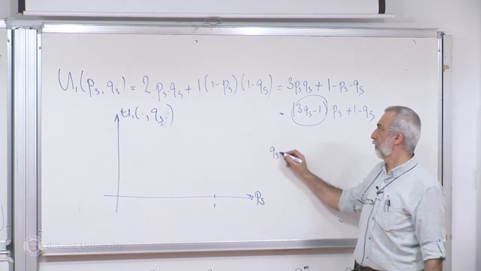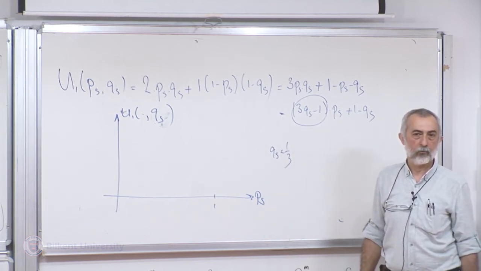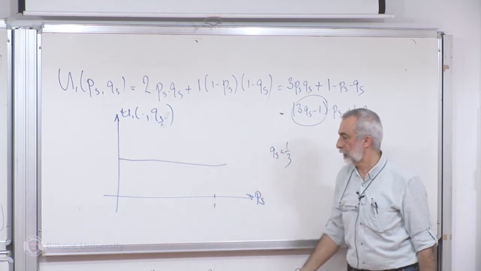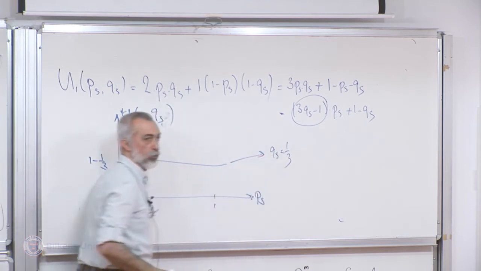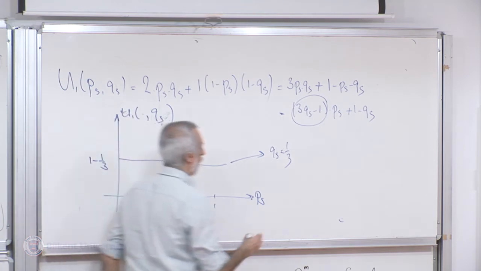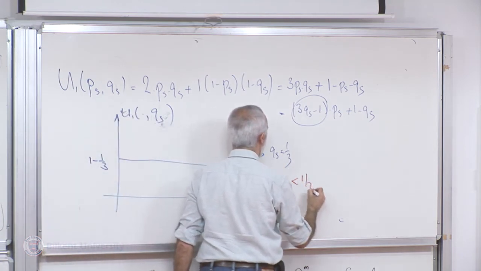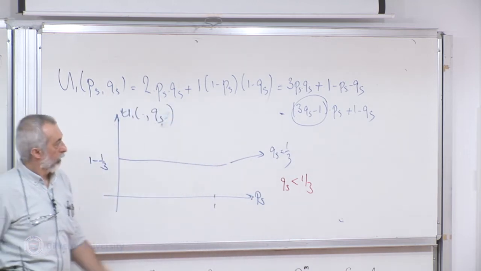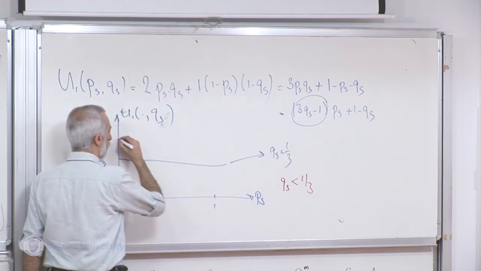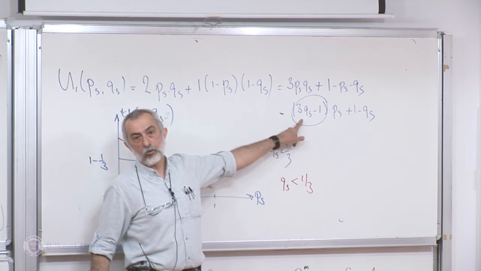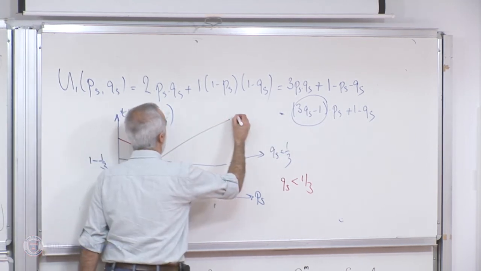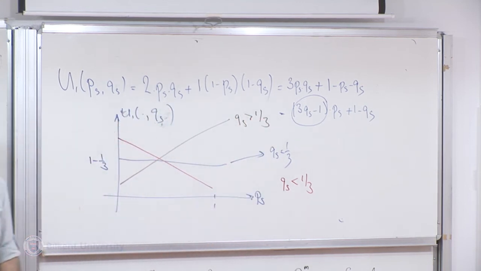So what do we see? If QS is equal to 1 over 3, what happens to the slope? It's 0. So if QS is equal to 1 over 3, that's the function. And actually, I can even tell what this point is. That's 1 minus 1 over 3. This corresponds to QS equals to 1 over 3. If QS is less than 1 over 3, then this number is going to be negative. So we'll have a function like this. And then if QS is bigger than 1 over 3, then this number is going to be positive. So maybe we'll have something like this. Okay? So far, so good?